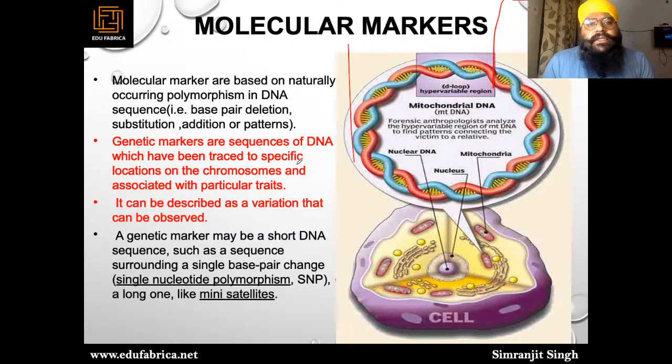Molecular markers are based on naturally occurring polymorphism in DNA sequence. Genetic markers are sequences of DNA which have been traced to specific locations on the chromosomes and associated with particular traits. It can be described as a variation that can be observed. A genetic marker may be a short DNA sequence, such as a sequence surrounding a single base pair, that is, single nucleotide polymorphism, SNP, or a long one, like minisatellites.